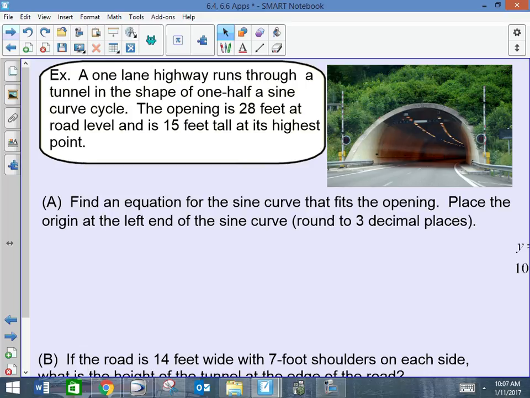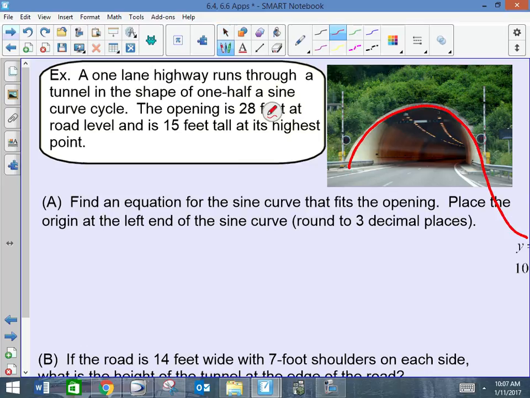Okay. A one-lane highway runs through a tunnel in the shape of one half of a sine curve cycle. There it is. Here's your sine curve, half of it. The rest is underneath like that. The opening is 28 feet at road level. What's 28 feet? Where do I identify that? Right here? Okay, so that's 28 feet. All right, good work. And it is 15 tall at its highest.